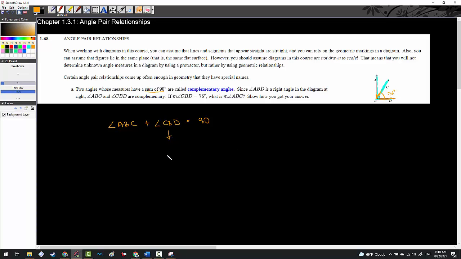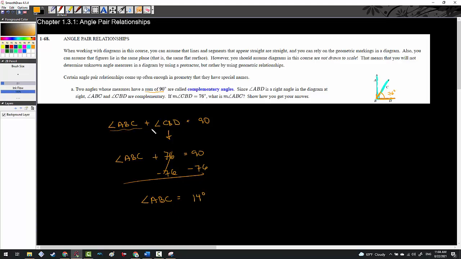So what I can do is make that replacement. Actually, instead of 76 degrees, I'll call it 76 because I don't want to keep drawing that degree sign. From here, we're back to, believe it or not, an Integrated 1-level problem where all I have to do is subtract 76 from both sides to solve for the angle ABC. So angle ABC is none other than 14 degrees.